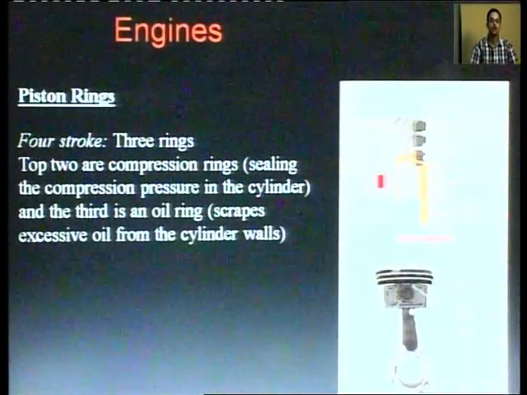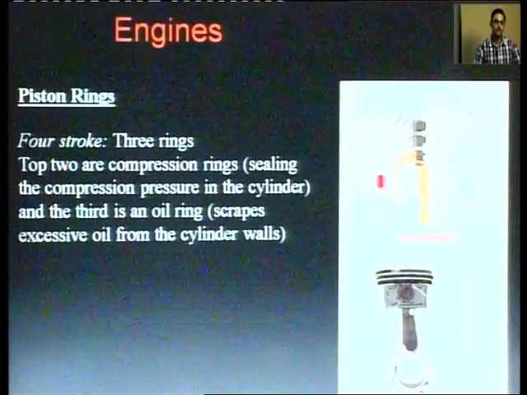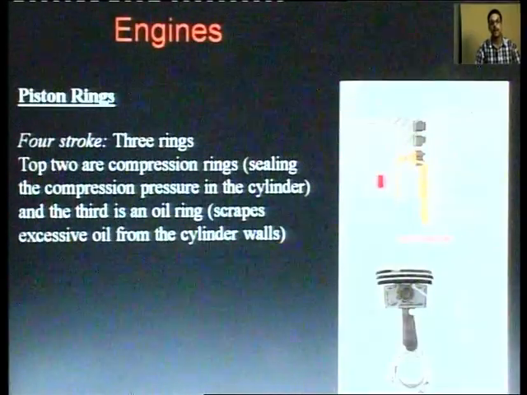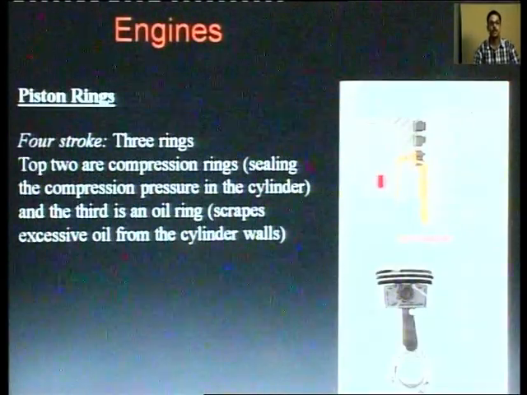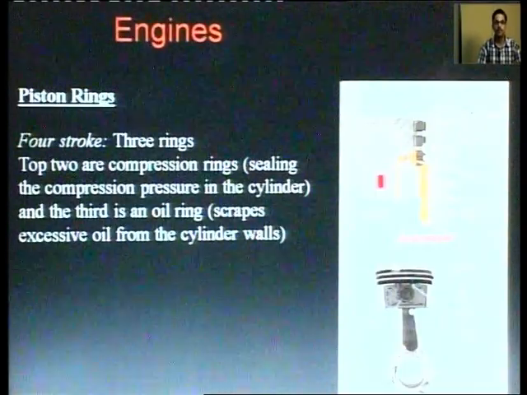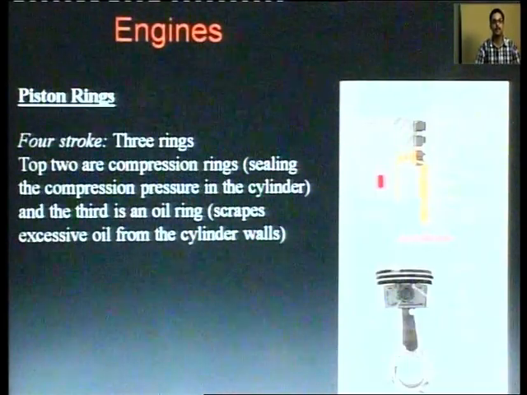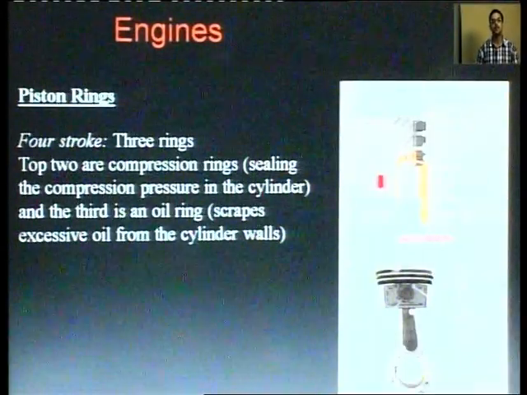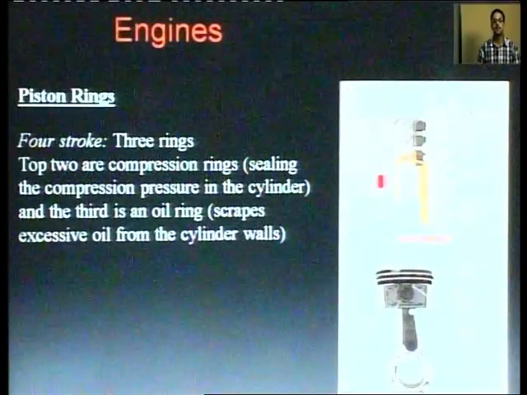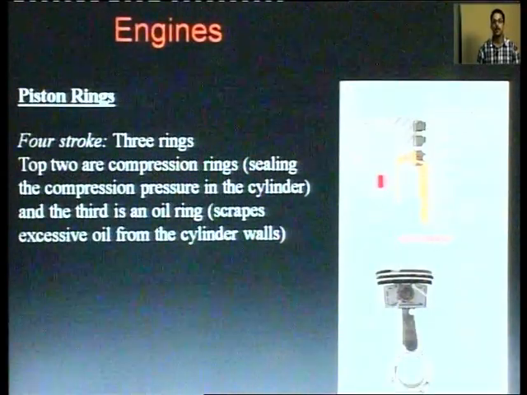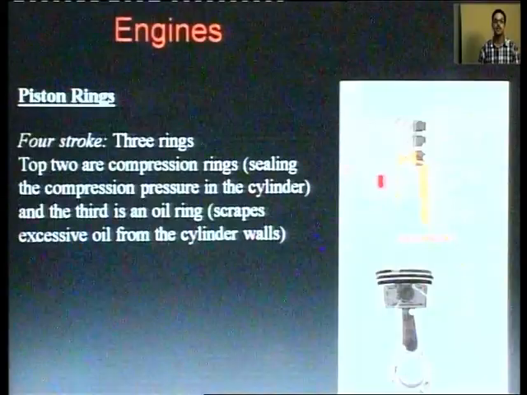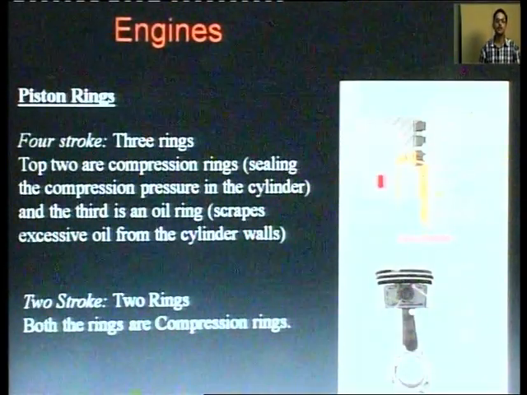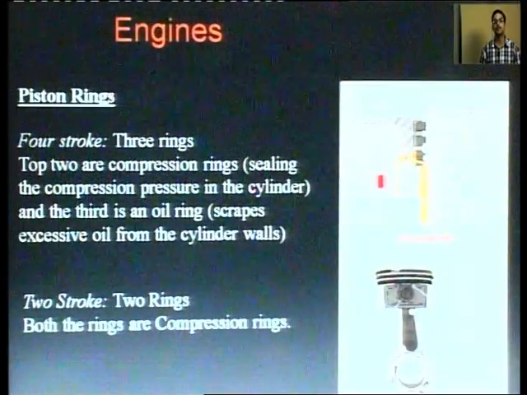In the case of horizontal and vertical engines, we can classify it. The compression should remain inside the cylinder, which compresses against the piston and generates the energy to transmit further. In 2-stroke engines, there are 2 rings, and both are compression rings.